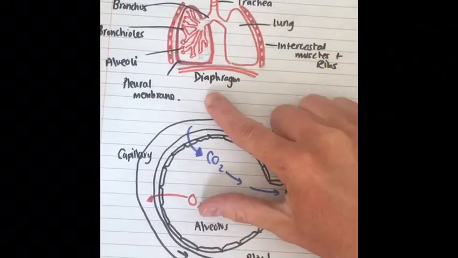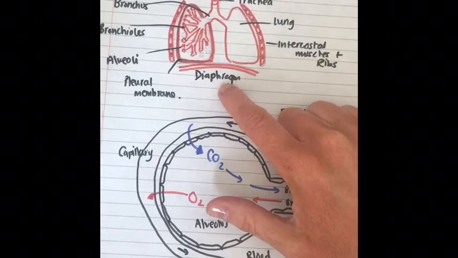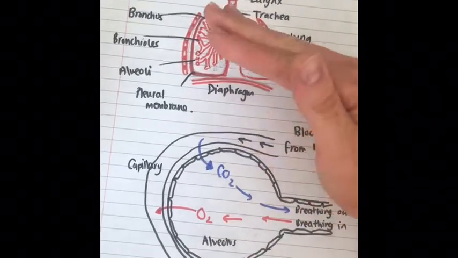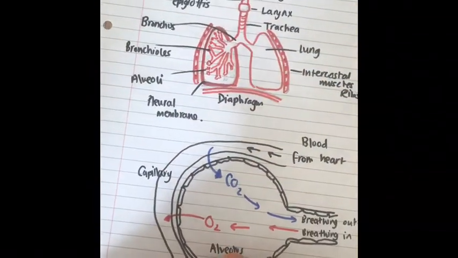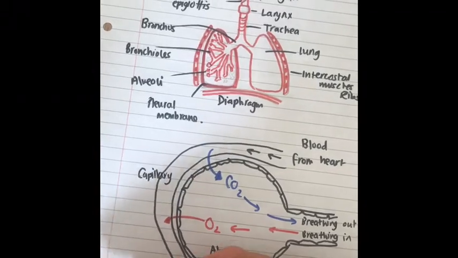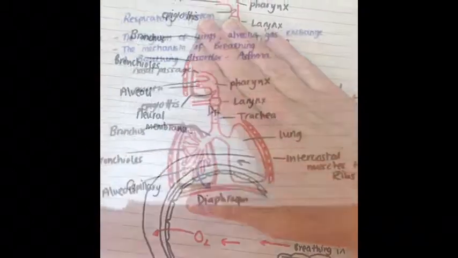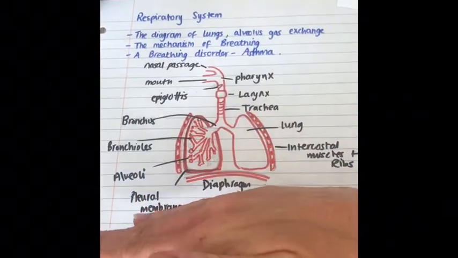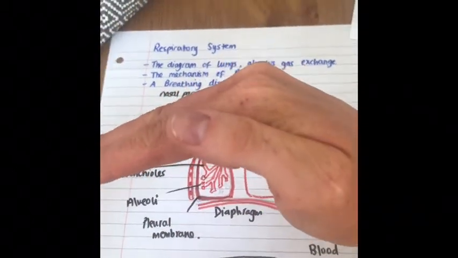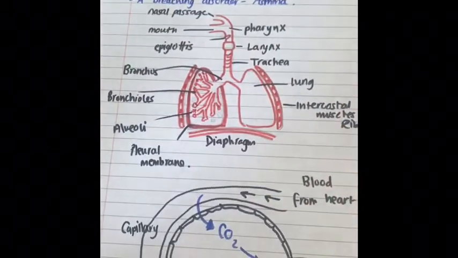Underneath the lungs, we have the diaphragm. So this is a muscular tissue that helps us to breathe. It moves down as we breathe in, and it moves up to its dome shape as we breathe out, okay?